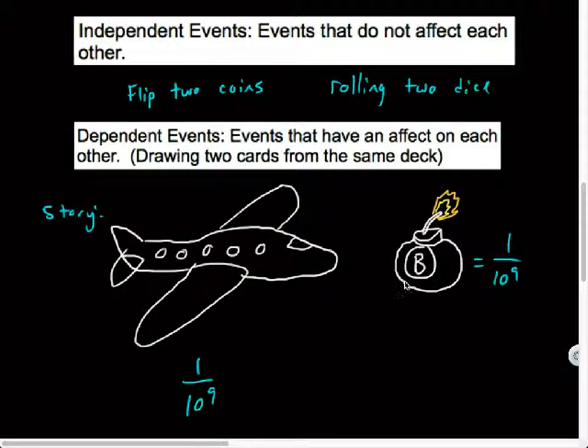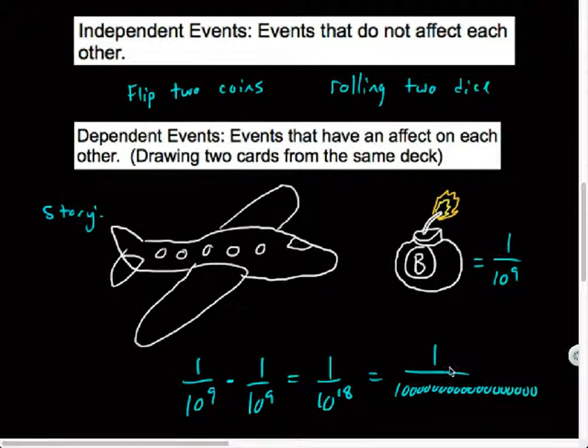So he said, what's the chance of 2 bombs being on the same plane? Right? It would be 1 in 10 to the 9th multiplied by 1 in 10 to the 9th, which is like 1 in 10 to the 18th, which isn't just twice as good. It's a billion times as unlikely. I mean, this is 1 over 1 with 18 zeros.